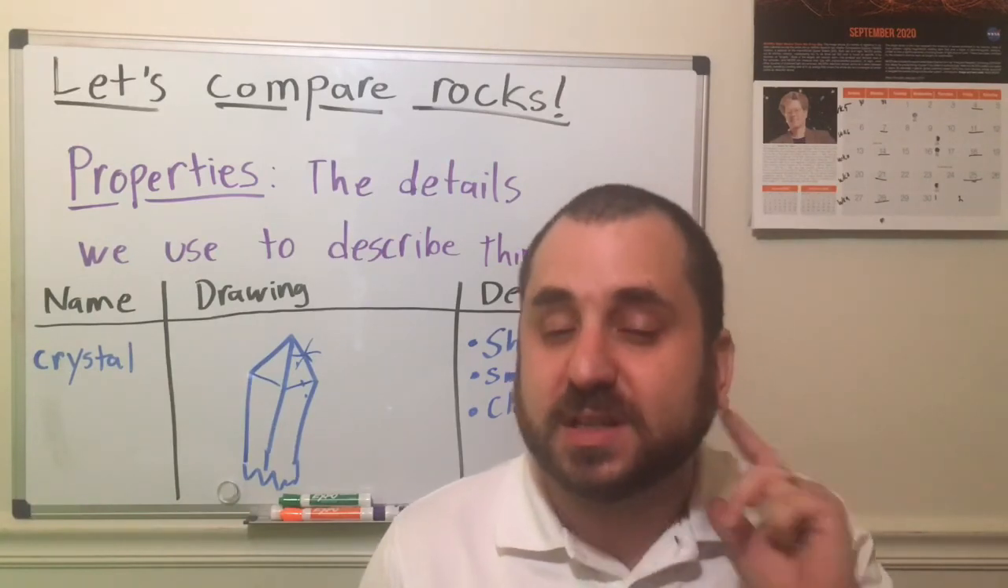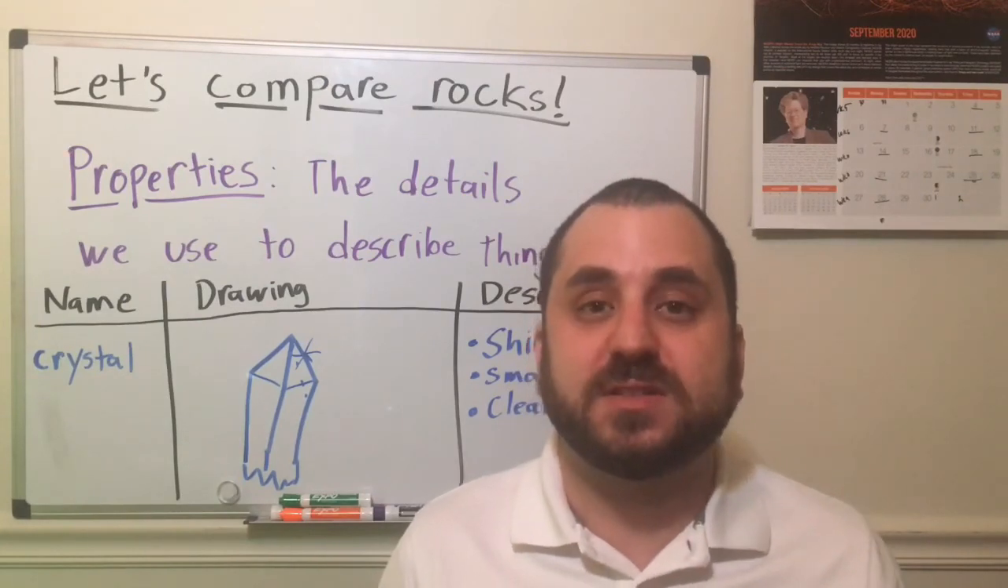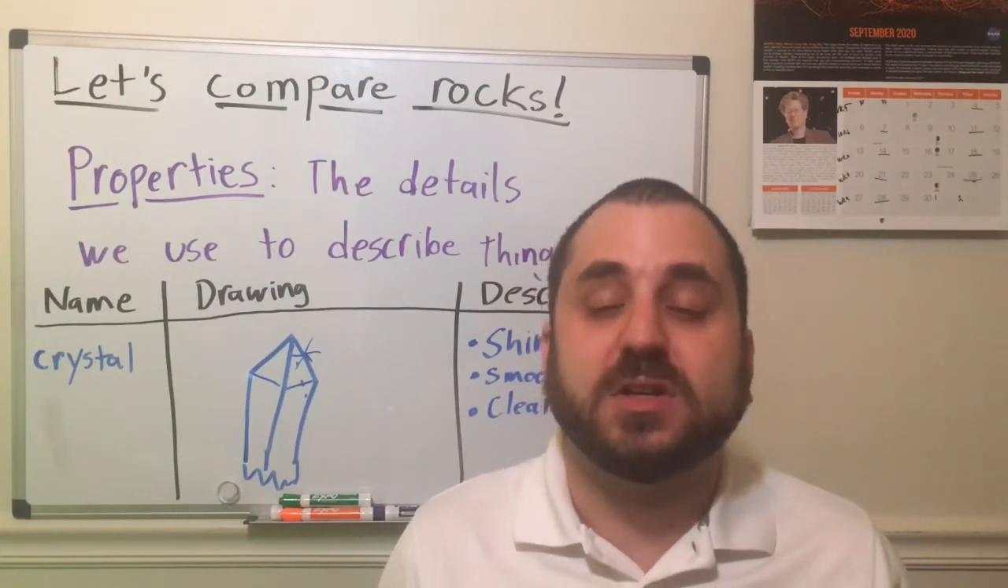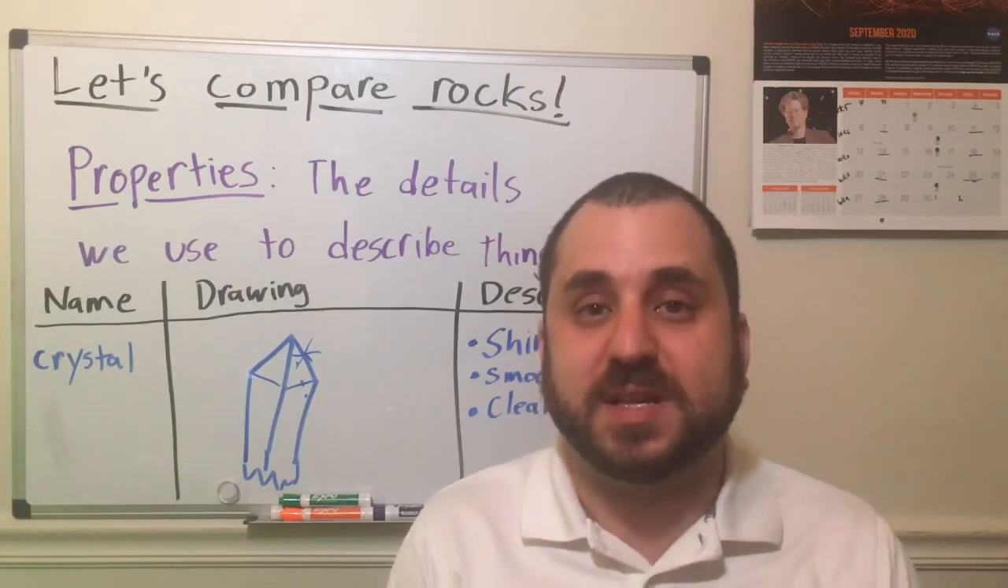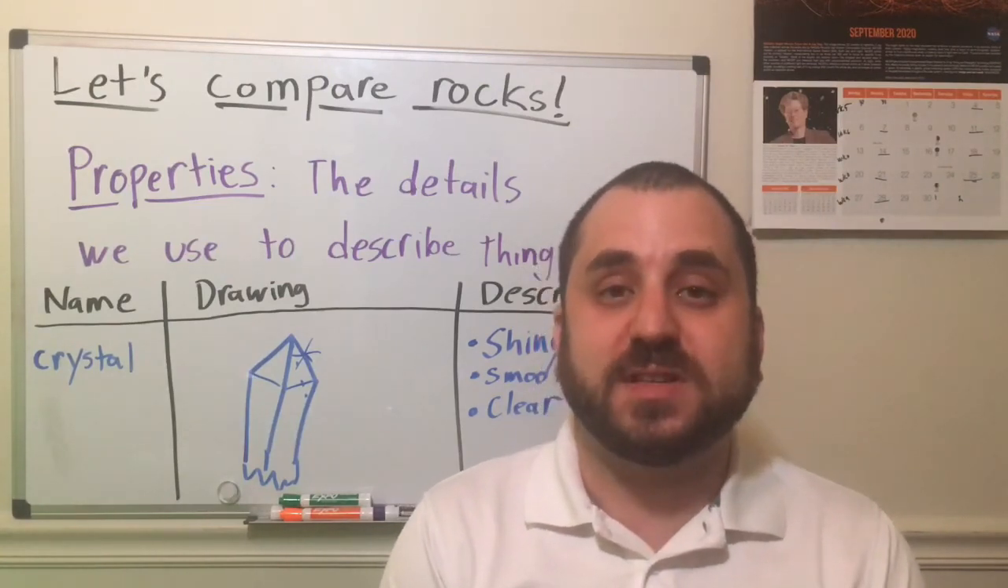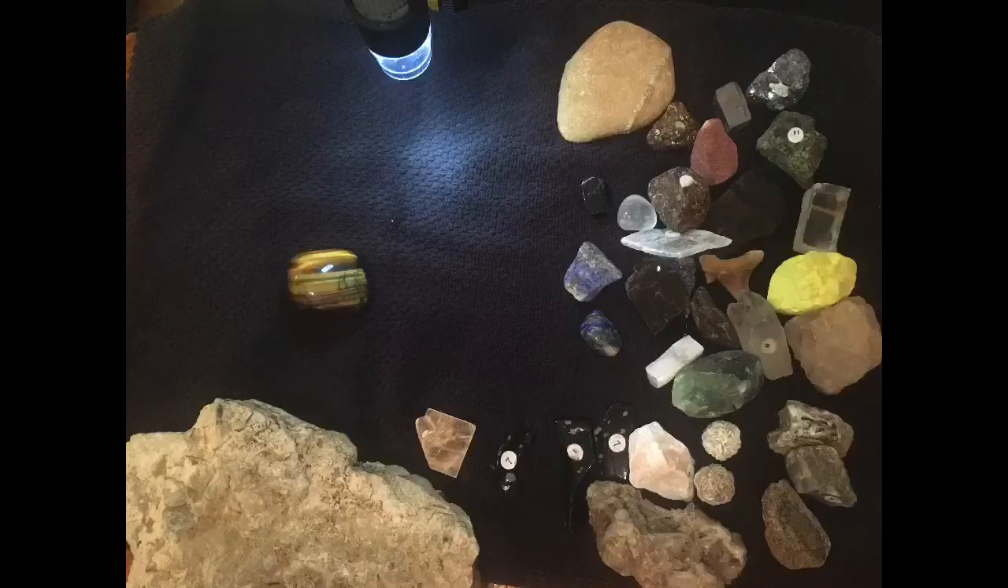And if you were listening, you noticed that for all of those things, I used one of my senses to learn about it, to tell about it. So that's because properties are for our senses, our five senses, and we use our five senses to learn the properties of things. So today I brought out my rock collection, and we're going to have a closer look.